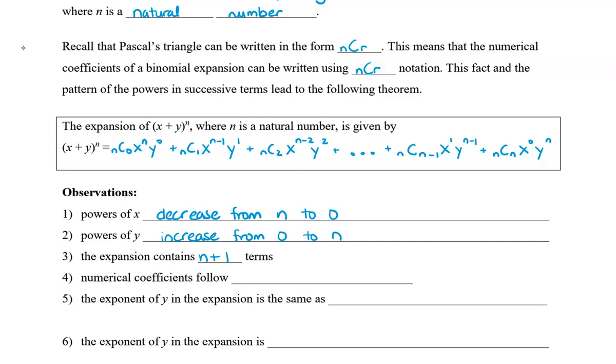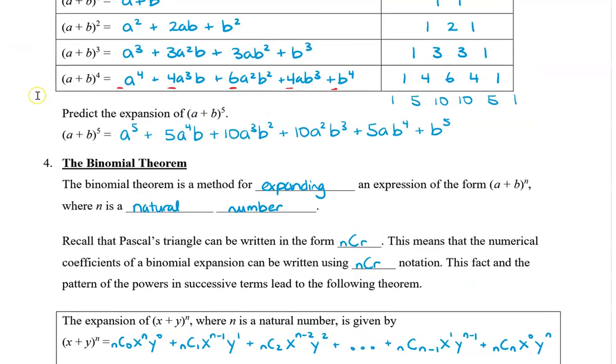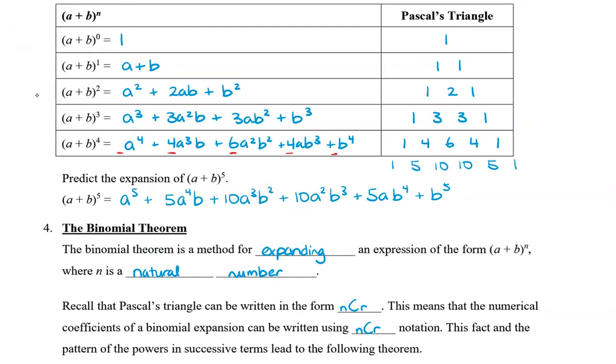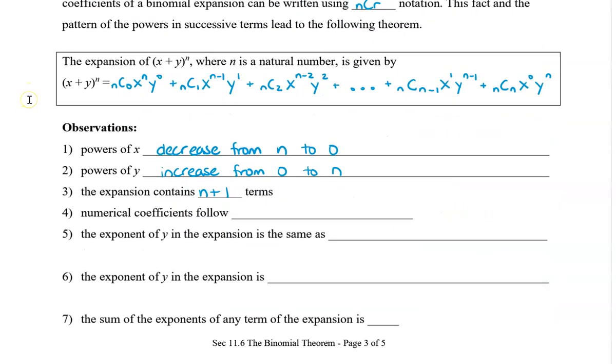So notice if we go back, if it was power 0, we have 1 term. If it was power 1, we had 2 terms. If it was power 4, we actually had 5 terms. The numerical coefficients follow Pascal's triangle. So that's the fourth observation.